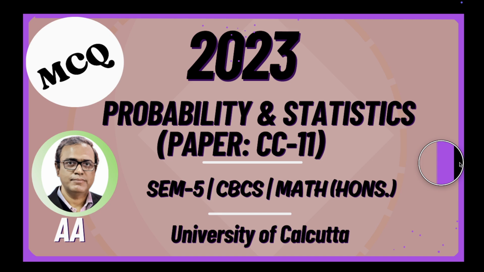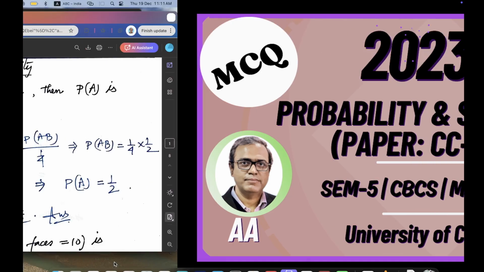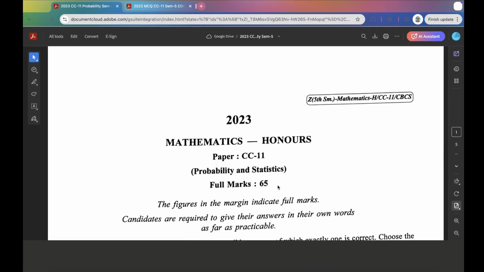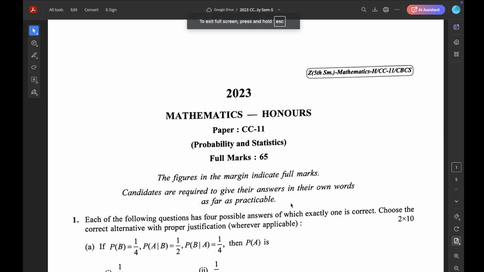Now we discuss MCQ 2023 paper CC-11 Probability and Statistics, Semester 5 CBCS Mathematics Honours, University of Calcutta. Question paper 2023.